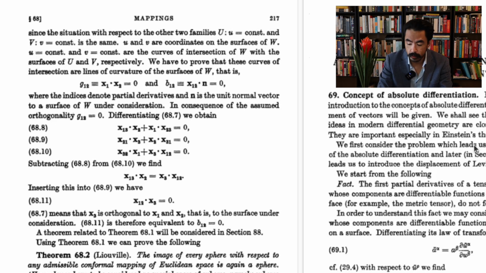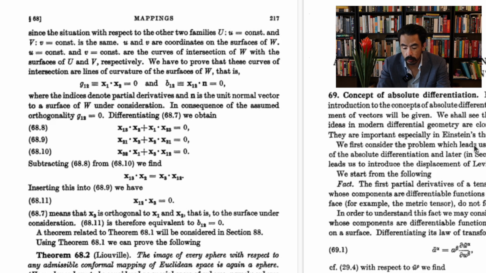We have to prove that these curves of intersection are lines of curvature of the surfaces of capital W. That is, the component of the first fundamental form, lowercase g sub 1, 2, which is equivalent to the scalar product of x1 and x2, is equal to 0, and the component of the second fundamental form, lowercase b sub 1, 2, which is equivalent to the scalar product of vector x sub 1, 2 with vector n, a normal vector, is equal to 0, where the indices denote partial derivatives and vector lowercase n is the unit normal vector to the surface of capital W under consideration.